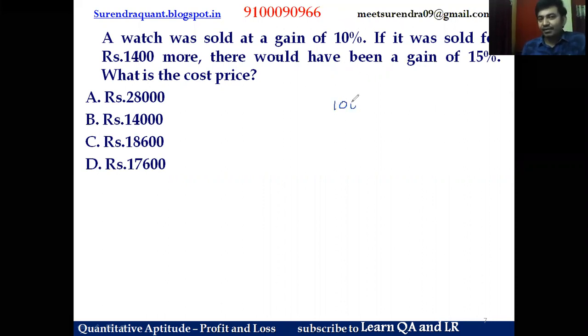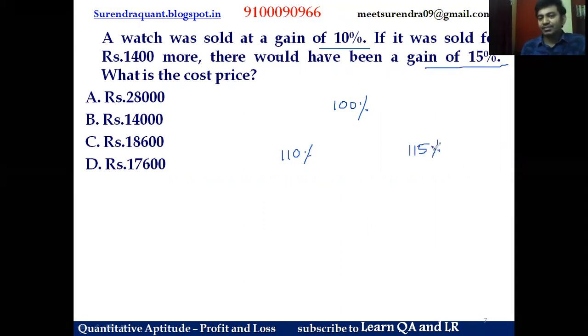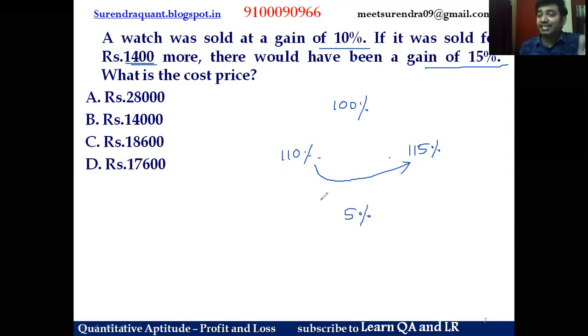Say CP 100%. Initially there is a gain of 10%, means he is selling at 110%. What is the second gain? There is a 15% gain, so the new selling price is 115%. How did he manage to get this difference? By increasing the selling price by 1,400. What is the difference in selling price here? 5%. This 5% difference is the increase in value, that is 1,400.